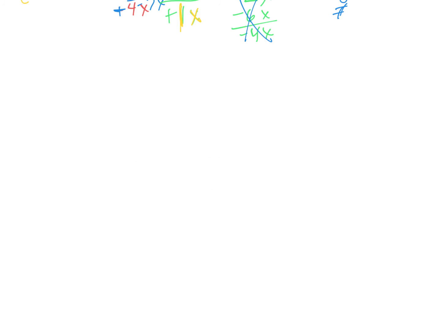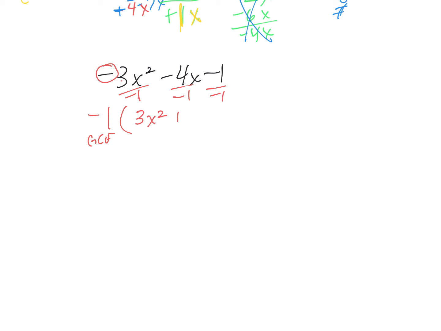Okay, so let's look at another one. Let's say I have negative 3x squared minus 4x minus 1. We're going to factor out our greatest common factor. Can't have this negative, so we're going to factor out a negative 1. And when I do that, remember, you're taking that negative 1 out, and it's staying to the outside. So this is my GCF. So negative 3 divided by negative 1 is a positive 3x squared, and a positive 4x, and a positive 1.